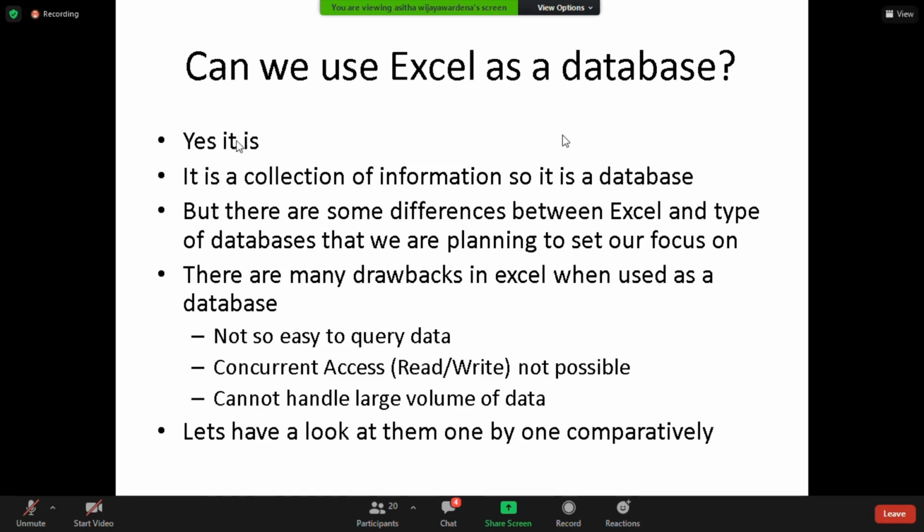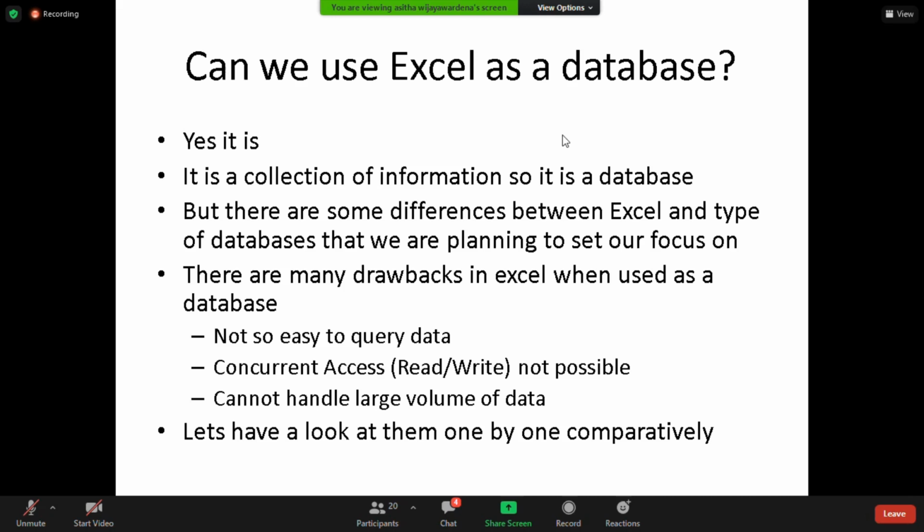Then you can come up with a database, and if you want to use Excel, there are many ways of linking the worksheets in between, right? There are formulas you can use to link between them, but you cannot link among the workbooks. The other thing is, it is very difficult for you to handle a large volume of data.